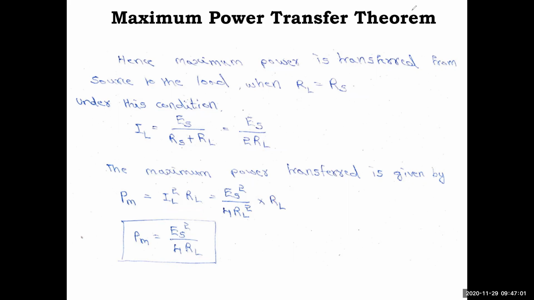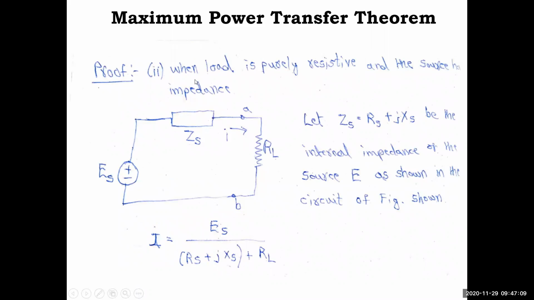Now we'll take the second case, where the source is having impedance and load is a resistance. Hope you are noting down. Pause the video and note down. When load is purely resistive and the source has impedance, this case we are considering. ES, you can consider AC also, no issues. And this is a source impedance now, ZS, which is nothing but RS plus jXS, and this is a load resistance. ZS we have considered as the internal impedance of the source E, as shown in the circuit diagram.